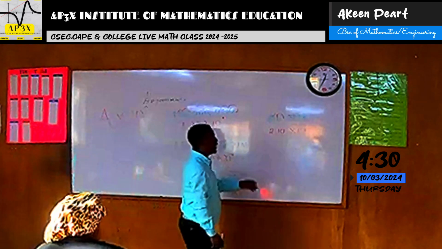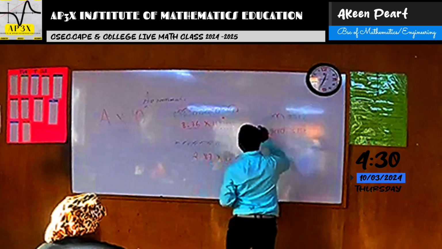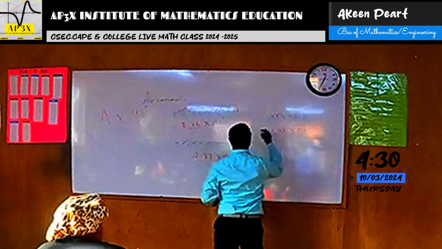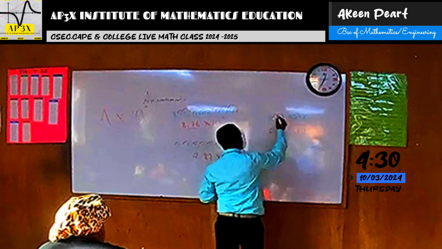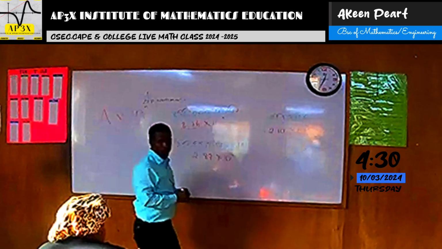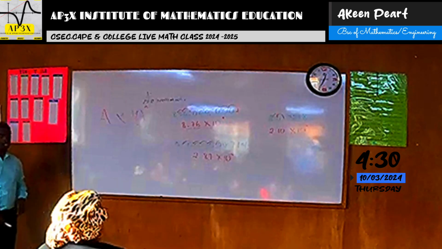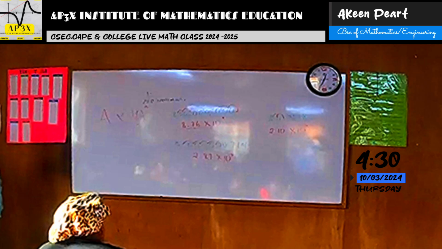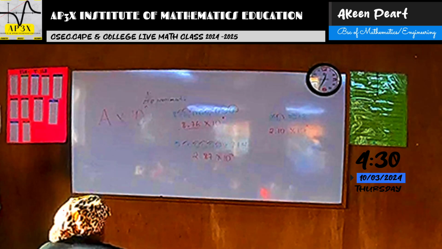And then this last one here, it is very similar to number 1. We jump to the left again. So how many places did we jump? 2. So it is positive 2. Alright? So that is how you take any number and you write it in standard form.